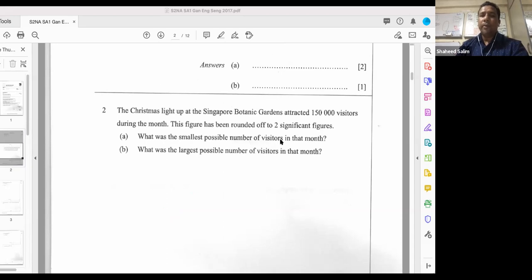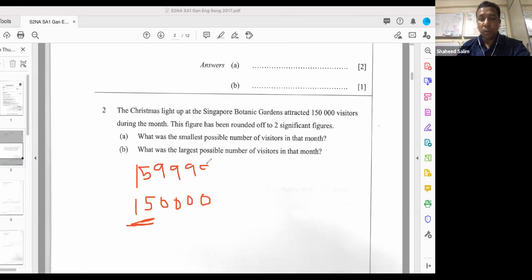Now, the number given is 150,000. When they say two significant figures, they just look at these two, and the rest all become zero. So what's the biggest possible number? Maybe the biggest possible number is 159,999. Example, I'm not saying this is right. Maybe this is the biggest number. But you try it out.